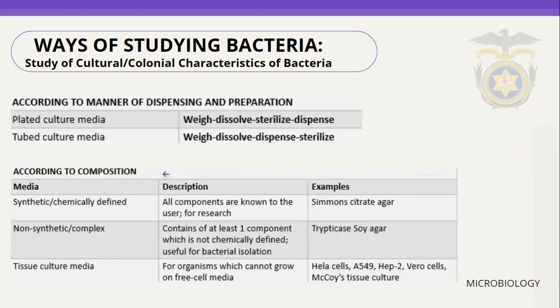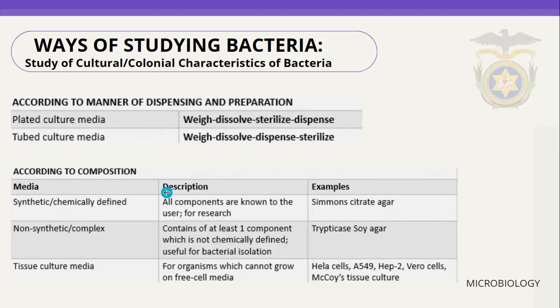Next, we should also differentiate them according to their manner of dispensing and preparation. We have first our plated culture media. Take note of this one, guys. When we make plated culture media, we first weigh, dissolve, sterilize, dispense. When we prepare tube culture media, we weigh first, dissolve, dispense, and sterilize last. Okay? Always take note of this one. Plated culture media: weigh, dissolve, sterilize, dispense. Tube culture media: we weigh, dissolve, dispense first, and sterilize last.